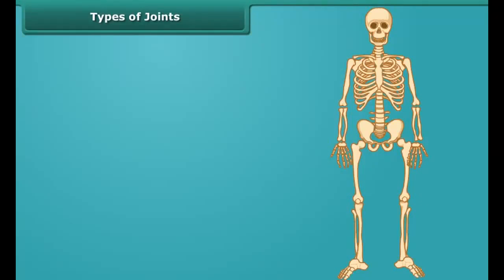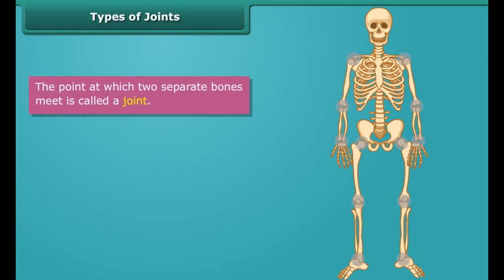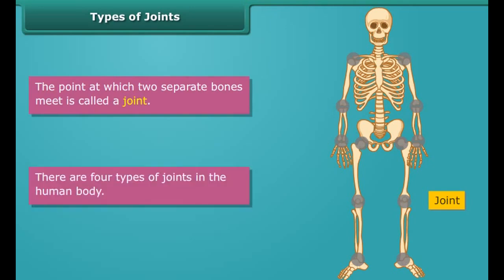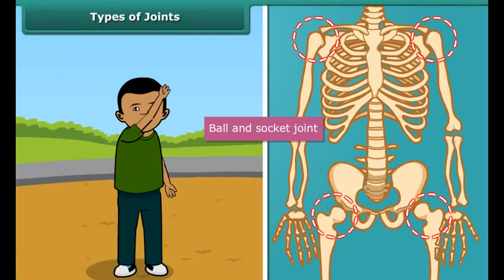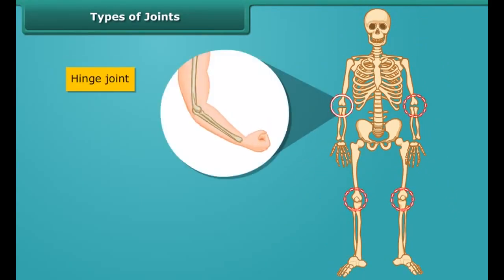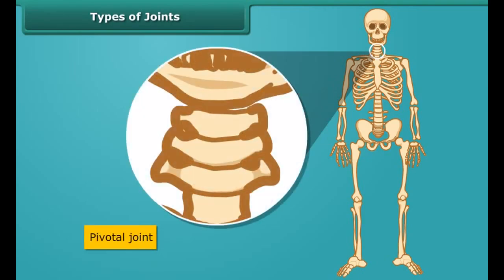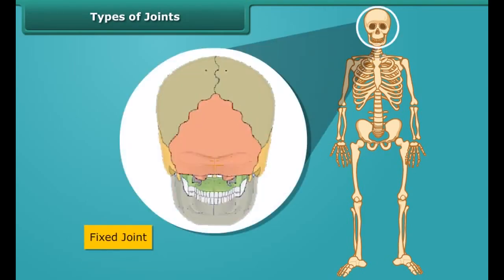Types of joints. We have just studied the bones. Now it's time to know the joints. The point at which two separate bones meet is called a joint. There are 4 types of joints in the human body. They are ball and socket joint, hinge joint, pivotal joint, and fixed joint. Before going to learn about each joint in detail, let's have an activity.